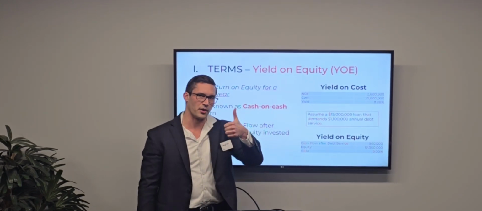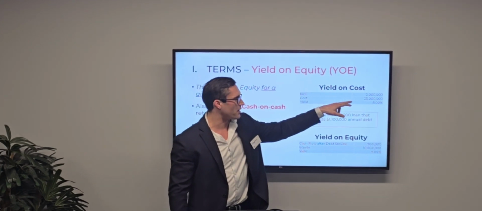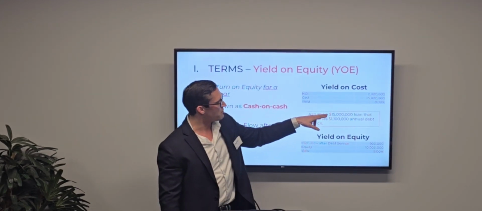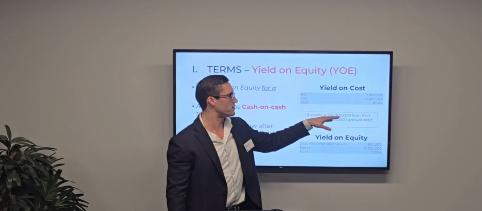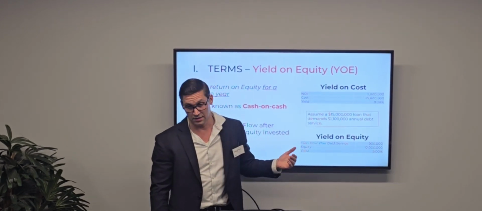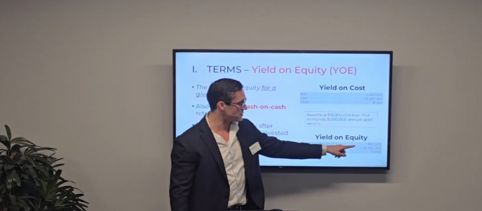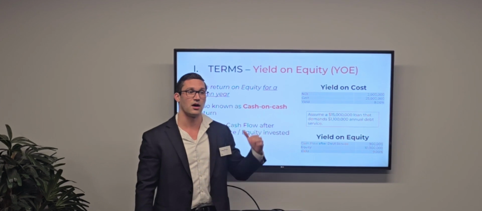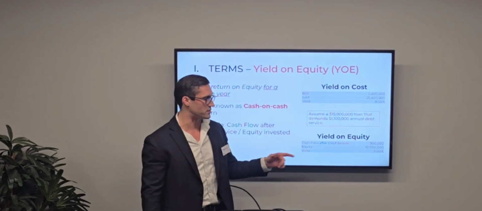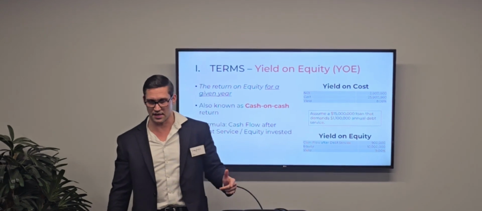So that's a different numerator. But then, rather than divide by our cost, we bought the building for 25 million, but we used 15 million in debt, which means we only used 10 million in equity, right? So our equity basis is 10 million. We're making $900,000 on $10 million of equity invested. So our yield on equity, or our cash on cash return, is 9%.